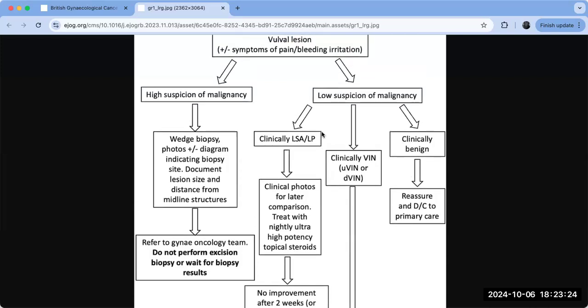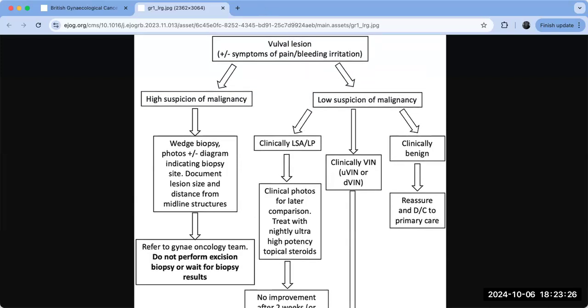Okay, so can you see here? This is for a low suspicion of malignancy. This is when you have a patient presenting with symptoms of pain, bleeding, or irritation, and you are not suspecting cancer. This is maybe lichen sclerosus or VIN or anything else. So this is for low suspicion of cancer.